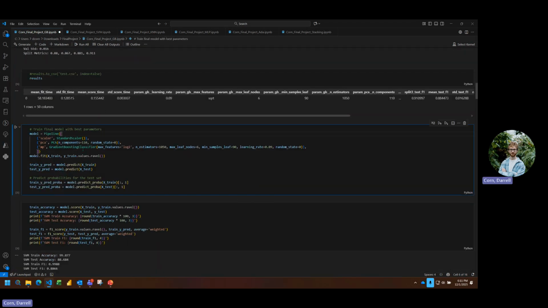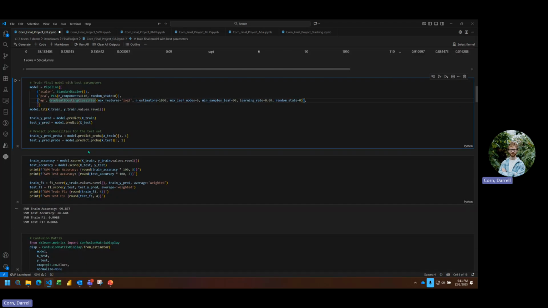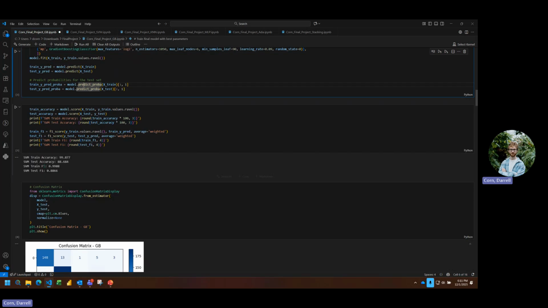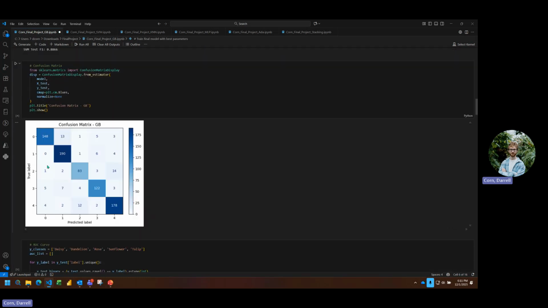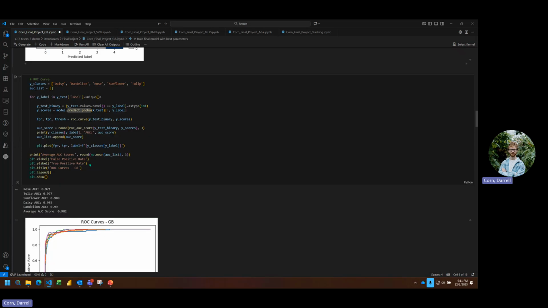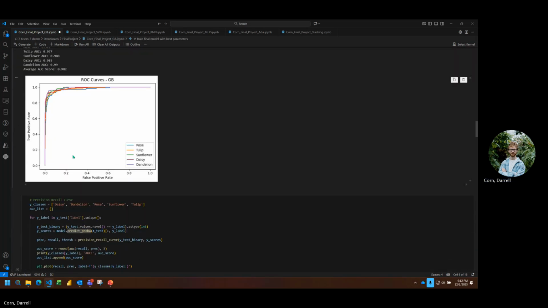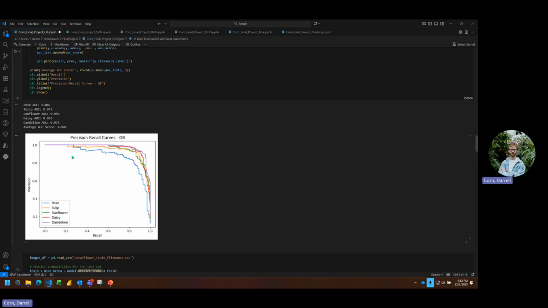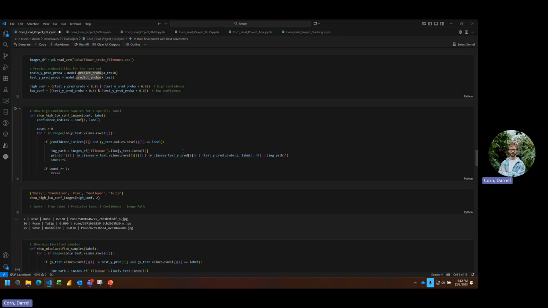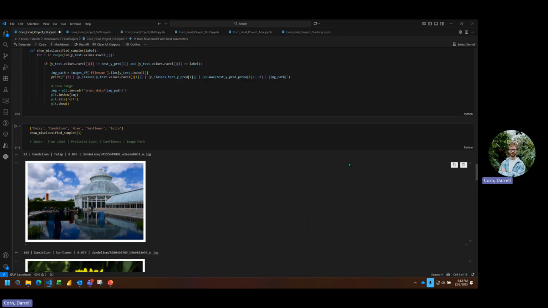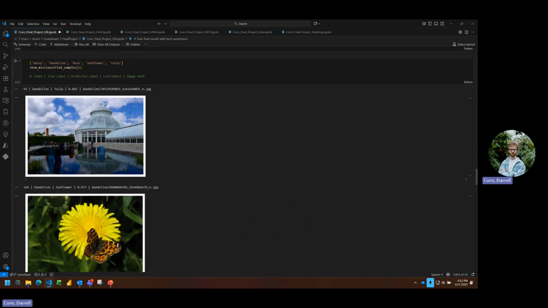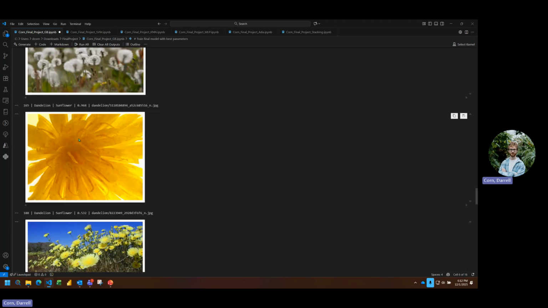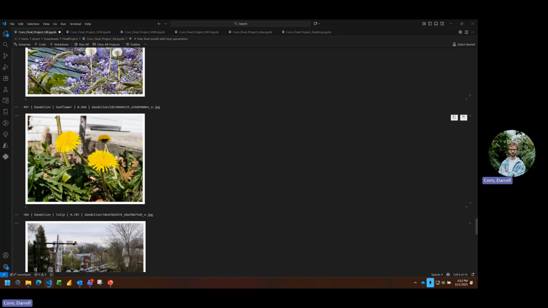And after we find our best parameters and best pre-processing steps, we create a final pipeline for the test data. Here, we predict probabilities. We look at the accuracy and F1 on the test data. Here, we're generating the confusion matrix. And here are the ROC curves. Here are the precision recall curves. And then we can look at some high and low confidence images and look at some misclassified samples. So these are all misclassified dandelion samples.